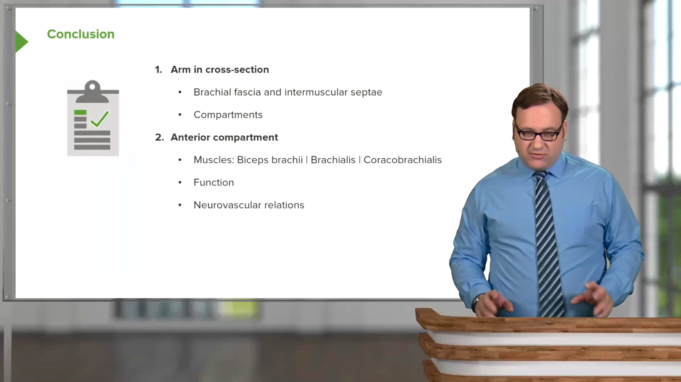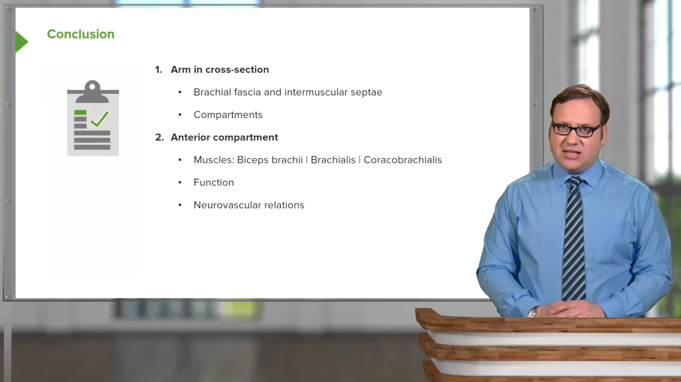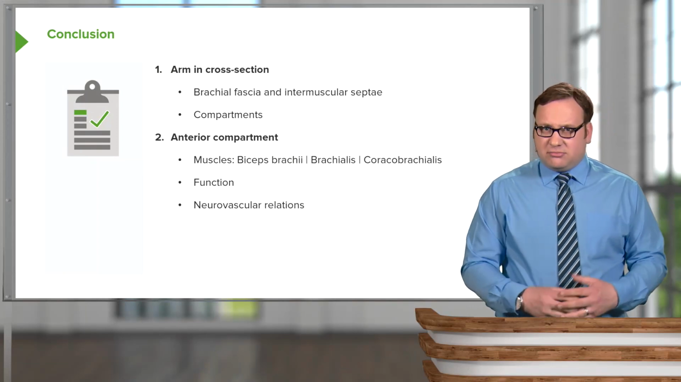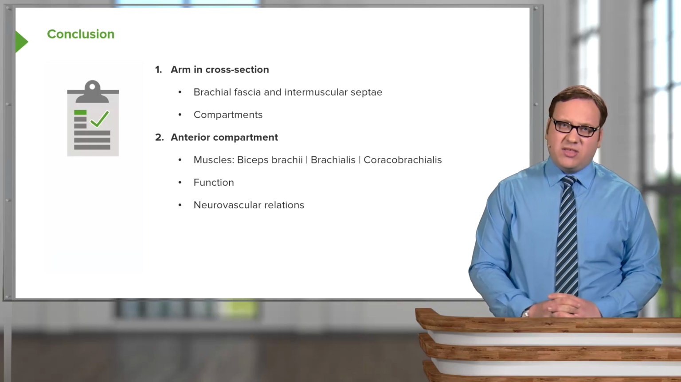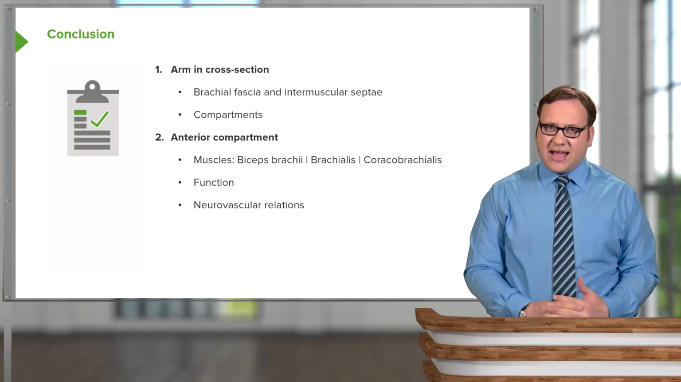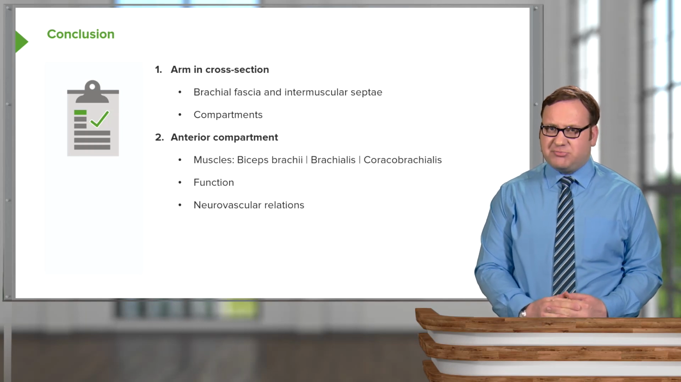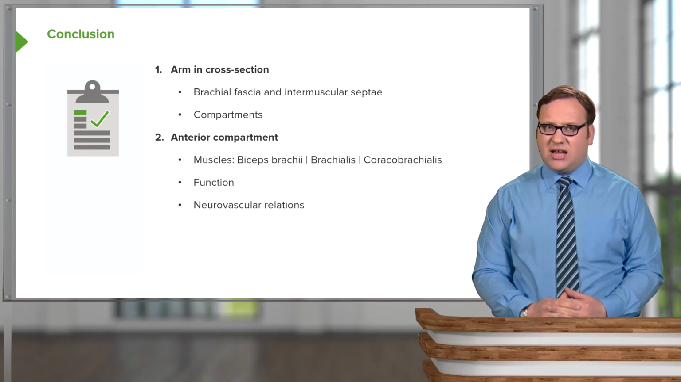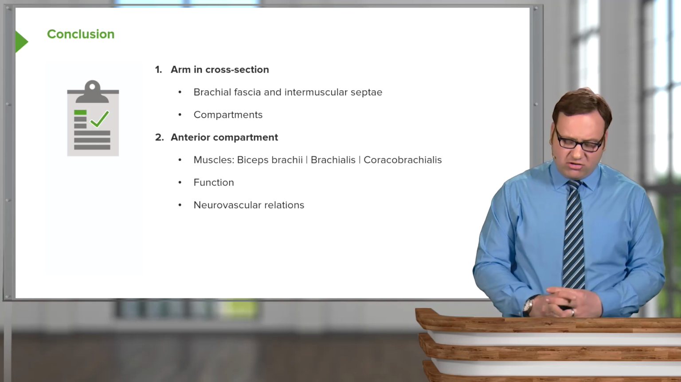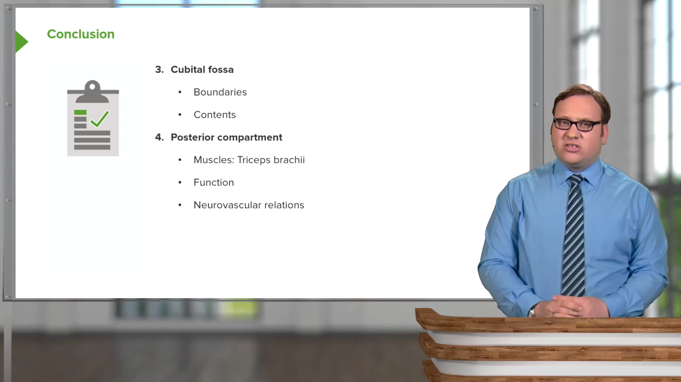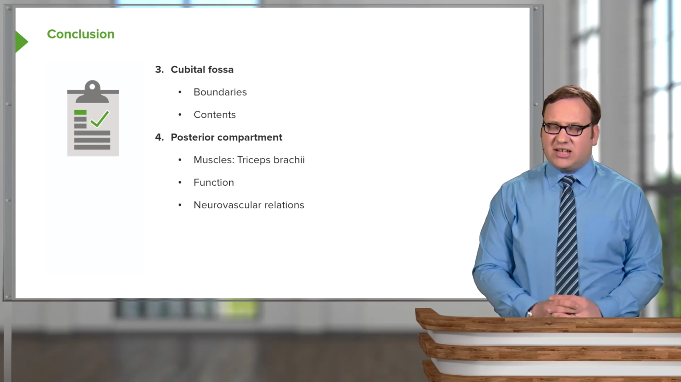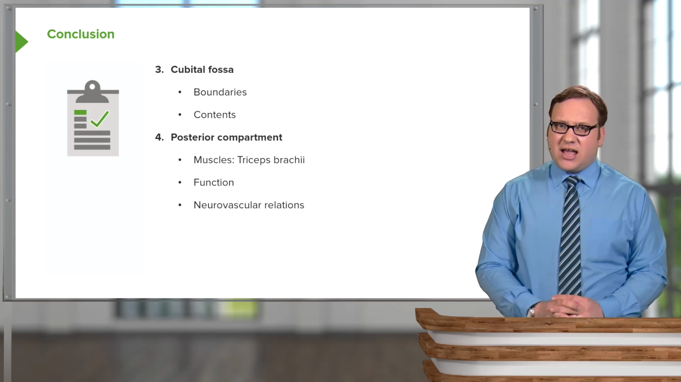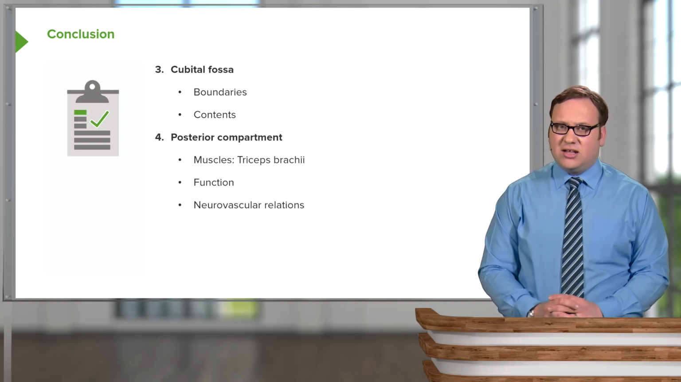So in this lecture, we've looked at the brachial fascia and the intermuscular septa that separate the arm into compartments. We can visualize that with the arm in cross-section. We then looked at the anterior compartment of the arm, biceps brachii, brachialis, coracobrachialis. We looked at their function and their neurovascular relations. We looked at the cubital fossa, its boundaries and contents. And then we looked at the posterior compartment, specifically triceps brachii, its function, and the important neurovascular relations.